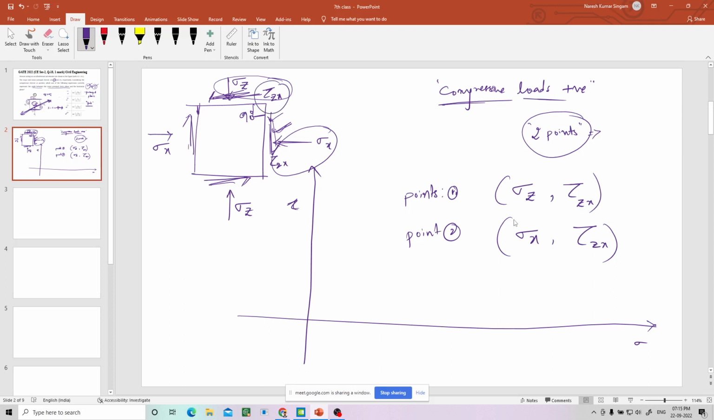Anyway, sigma z and sigma x are positive because they are compressive loads, and tau zx I am taking anti-clockwise as positive, and the other one is negative. So I'll keep a positive symbol here and a negative symbol here because it is making a clockwise couple. As you have 2 points, and they are the ends of a diameter because they are on perpendicular planes, and you know sigma z is greater than sigma x. So let's go for drawing the Mohr circle, taking all those inputs.